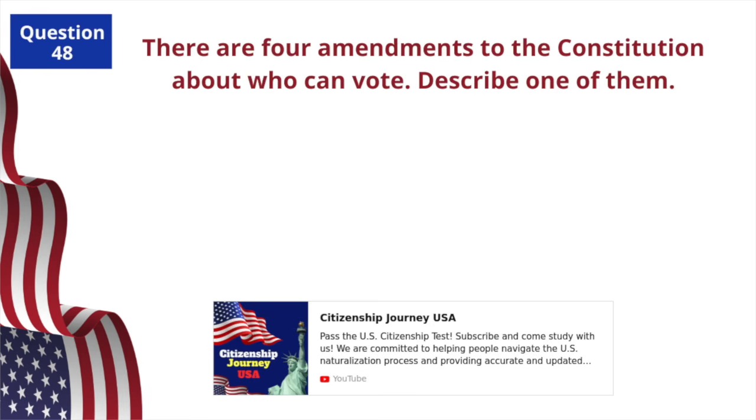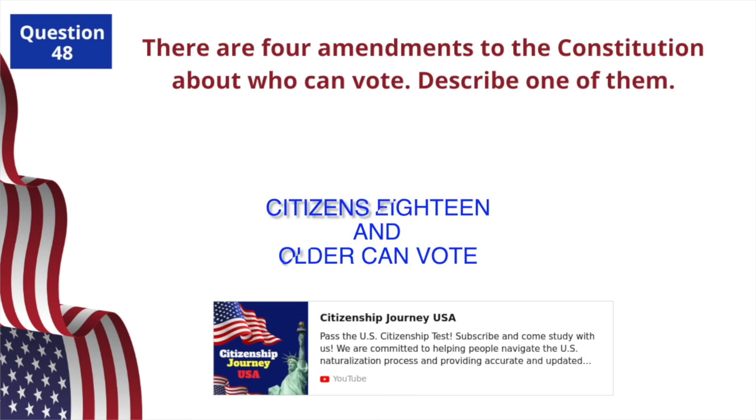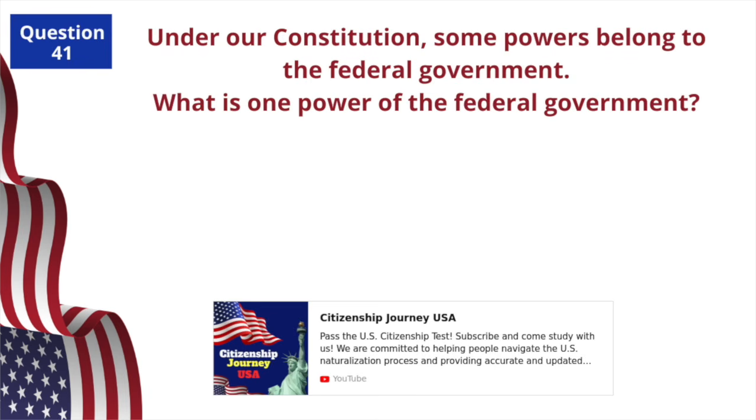There are 4 amendments to the Constitution about who can vote. Describe one of them. Citizens 18 and older can vote. Under our Constitution, some powers belong to the federal government. What is one power of the federal government? To print money.